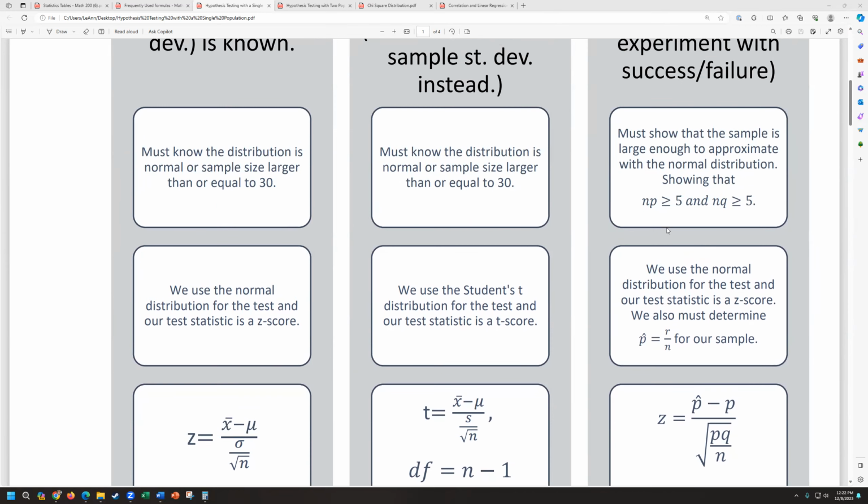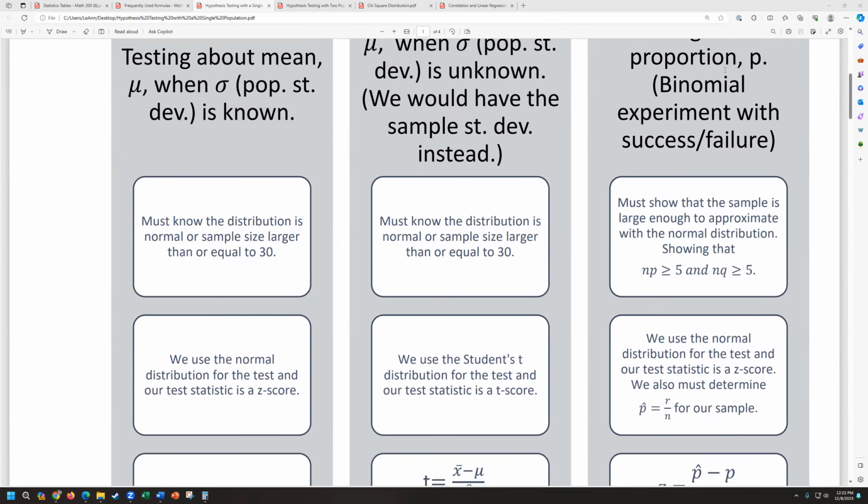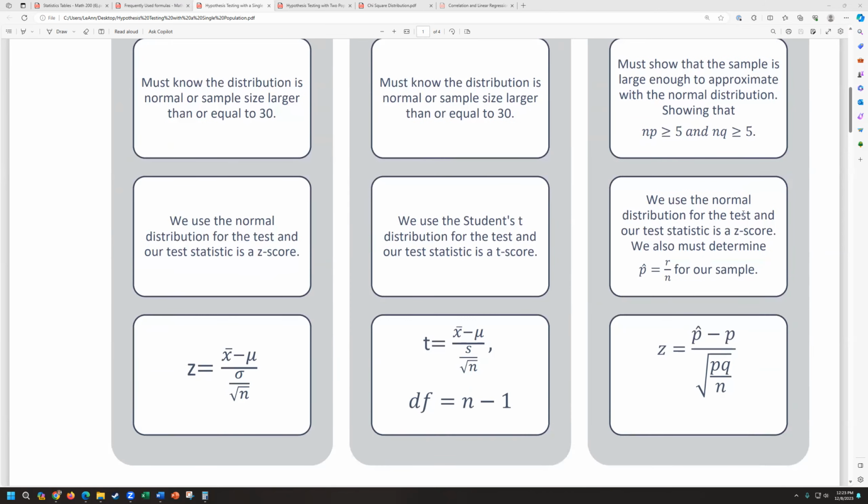And then our final one, like we said, is the binomial experiment, where we're doing a proportion P. You must show that your sample is large enough to approximate using the normal distribution. So that is the requirement of the number of trials times the probability of success, and the number of trials times the probability of failure for the population, because those are P and Q for the population. N is the sample size. Those both have to be greater than or equal to 5. So if we have that condition, we can proceed. And we'll use a normal distribution for the test, and our test statistic is a z-score. Before you can calculate your z-score, you'll need this p-hat value, which is for your sample.